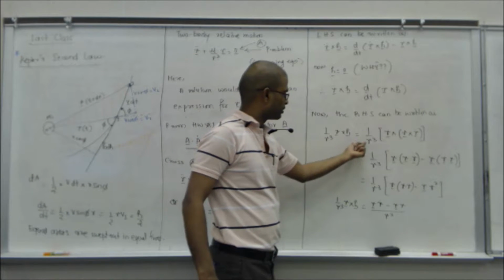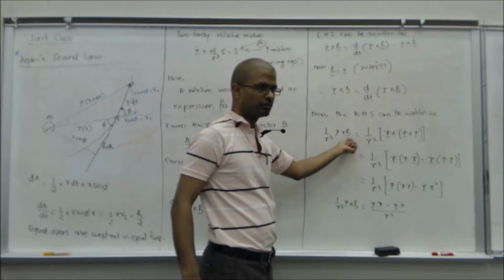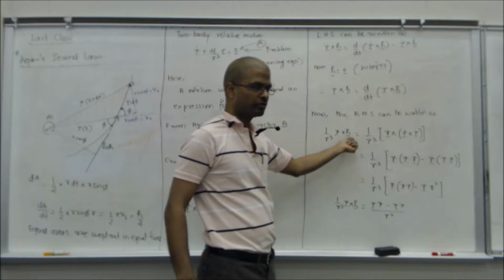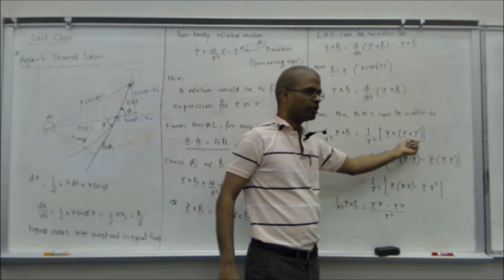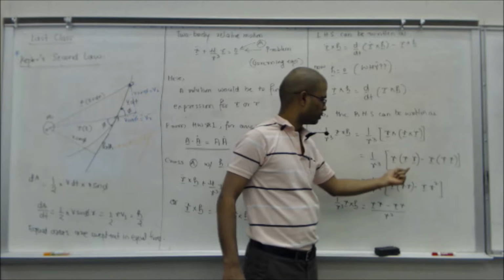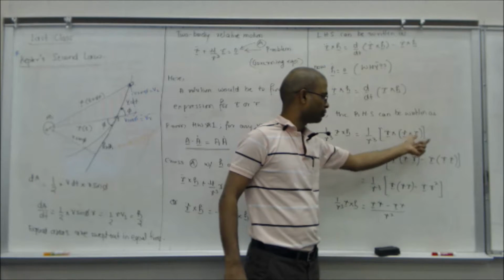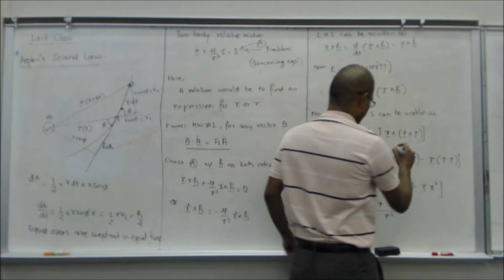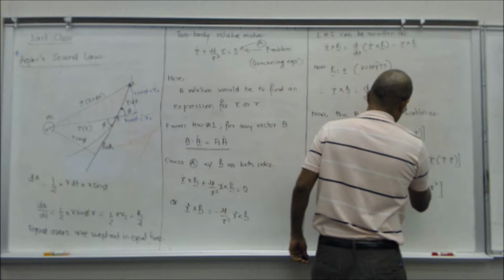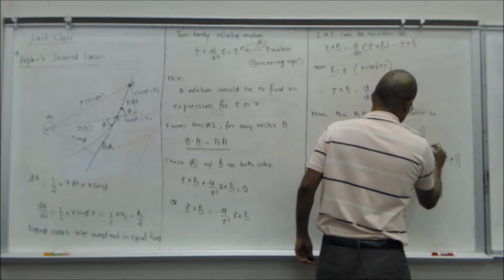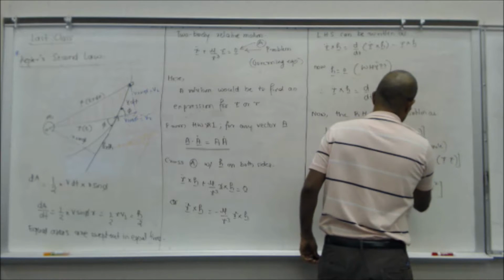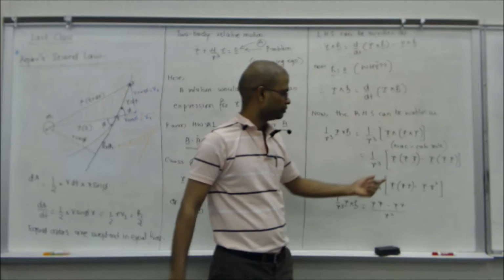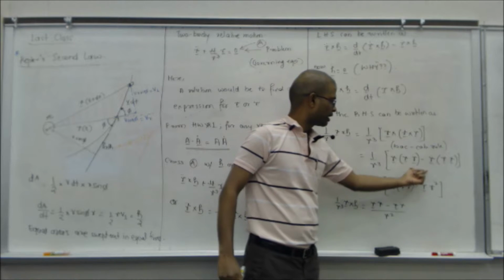So what I've done is, I've split open H. What is H? Angular momentum R cross V, right? You have R crossed with R cross V, and this is the BAC-CAB rule. Very good. Minus. So we use the BAC-CAB rule here.